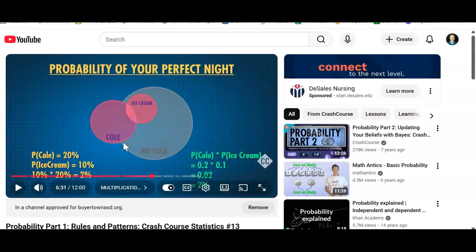That's a good way of putting it. So you start with the 20% of one event happening. Of that 20%, 10% overlaps it. And so 10% of 20% is just 2%. So you're starting with one, multiplying by the other. And this is if you need both events to happen. That both will happen at the same time.